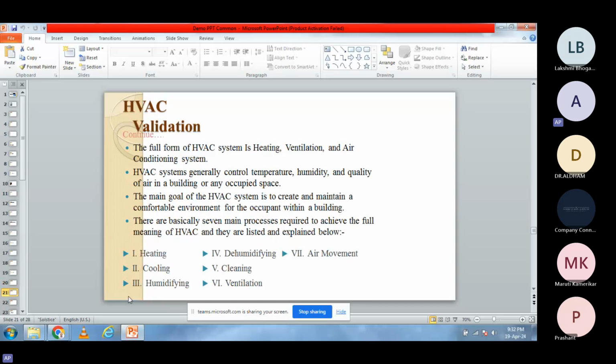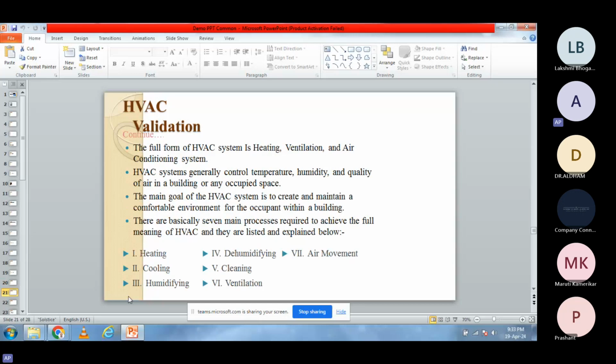The HVAC system generally controls temperature. What we call air conditioning means controlling the temperature. Humidity control and ventilation, as well as the inbuilt functions of humidifying and dehumidifying. And quality of air: it will provide filtered air, filtered through a filter having porosity less than the size of a bacteria.